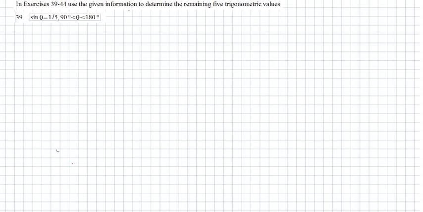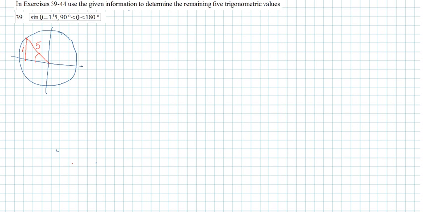We want the angle greater than 90 but less than 180. So your angle would be actually like right there. It's greater than 90 but less than 180. So that would be the reference angle. So the sine would be 1 over 5, I mean opposite over hypotenuse.